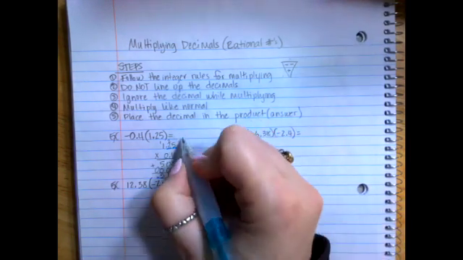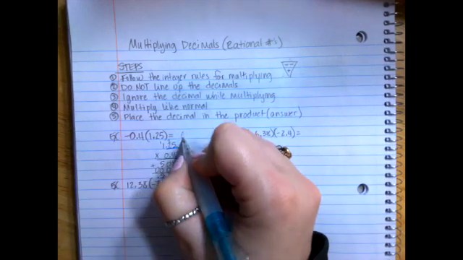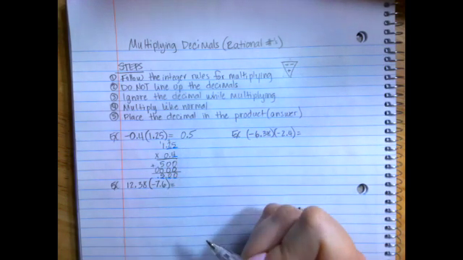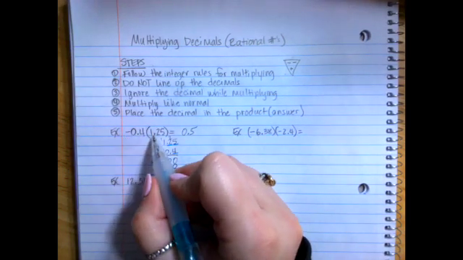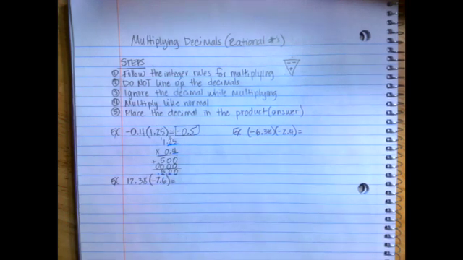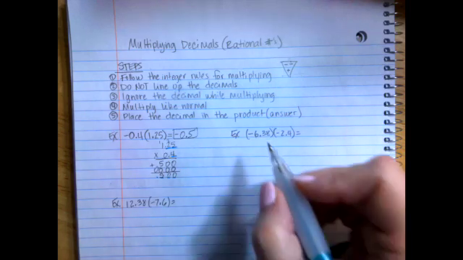When I write it as an answer and I don't have a number in front of that decimal point, put a 0. I can drop those other zeros. Okay. Now, a negative times a positive gives me a negative answer. So there's my solution. All right, moving on to the next one.